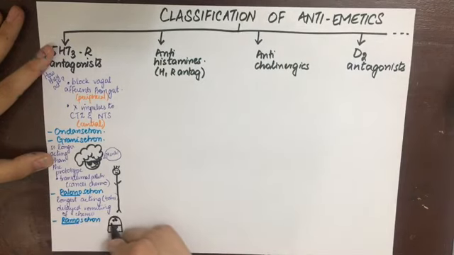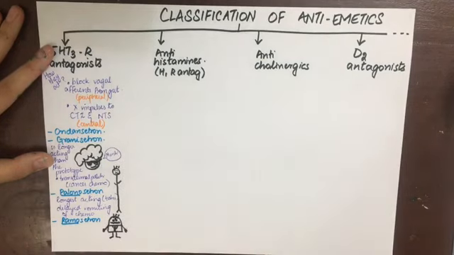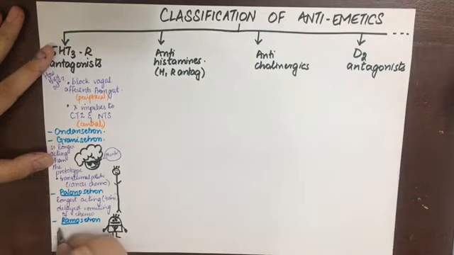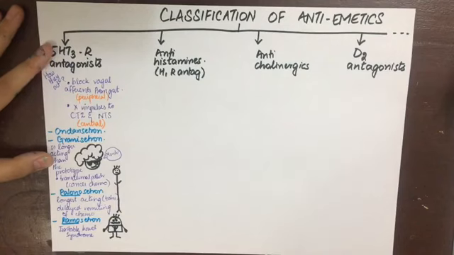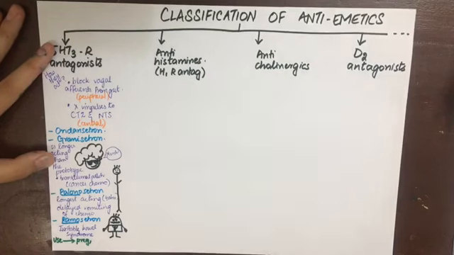Now, altogether, these drugs can be used in hyperemesis of pregnancy, post-op, and post-radiation emesis. But remember one thing, that they cannot be used in motion sickness because we saw that there was no 5-HT3 receptor on the vestibular apparatus or on the vomiting center actually.